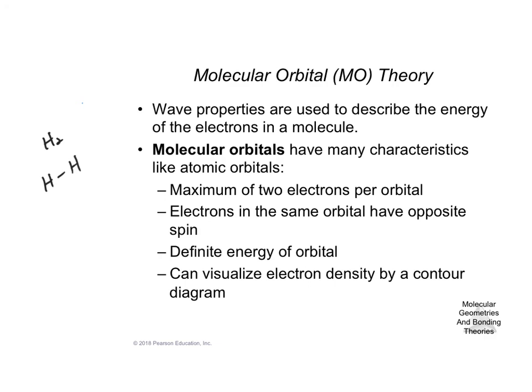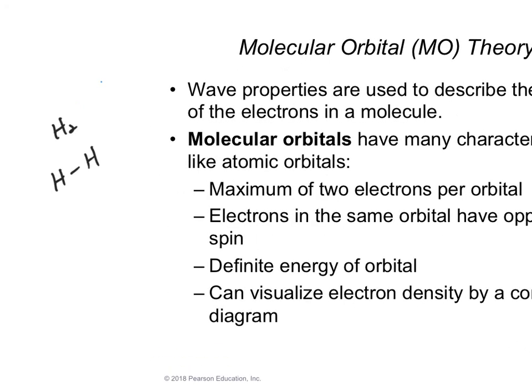So the idea behind it is that it takes molecules and tries to solve the Schrodinger equation for the molecules themselves, just like we solved the Schrodinger equation for the hydrogen atom. What we got out of the hydrogen atom was our atomic orbitals, our s, our p, our d. That's what molecular orbital theory is trying to do. It's trying to take the entire molecule, solve the Schrodinger equation for it, and get out the overall orbitals that are going to form the basis behind all of these bonds.